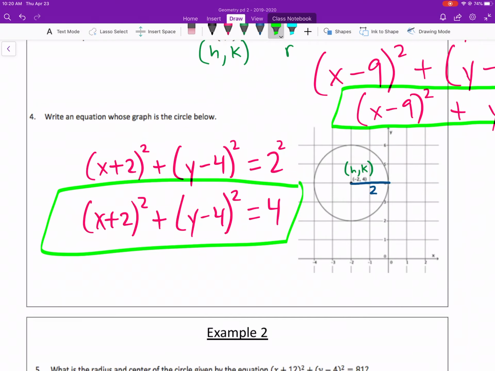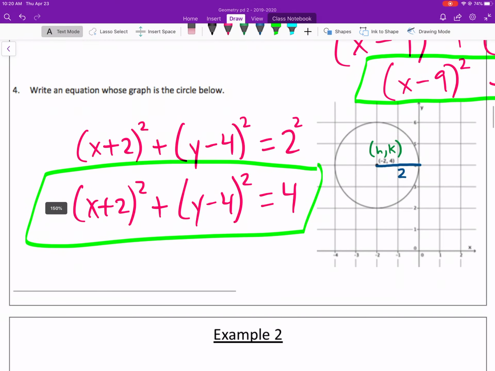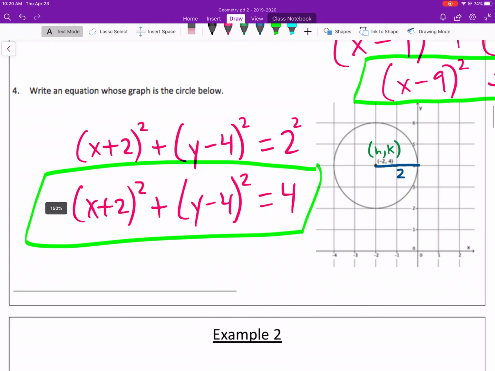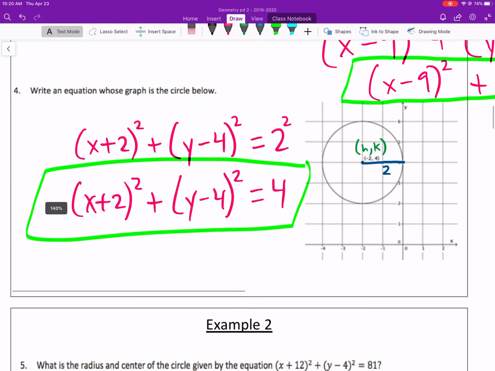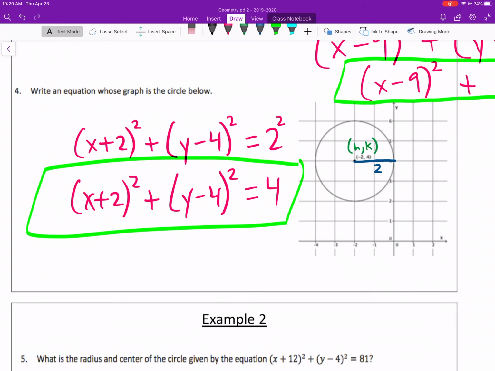But just notice the sign change, right? They gave you negative 2 for h, now it's positive 2. They gave you positive 4 for k, now it's negative 4. So when you insert it into the equation, the signs change.